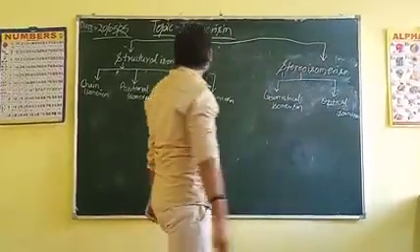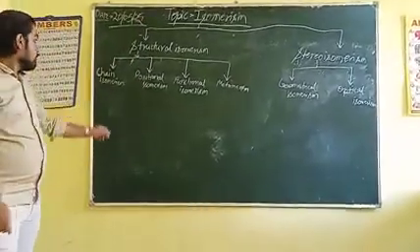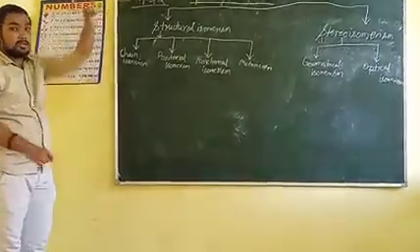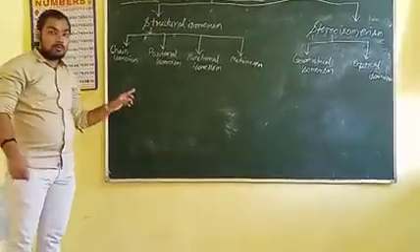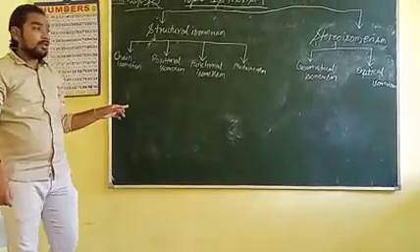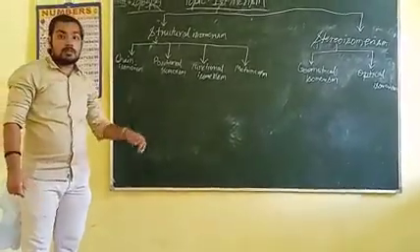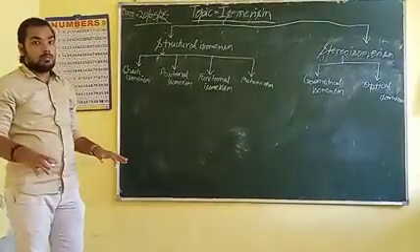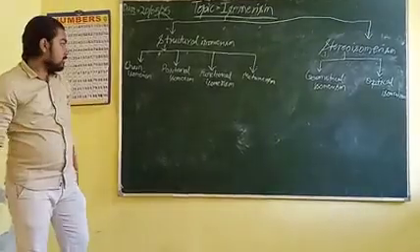Now we have to study first what is chain isomerism. Chain isomerism is same molecular formula but different structural formula in carbon skeleton. Carbon skeleton means the chain of carbons.